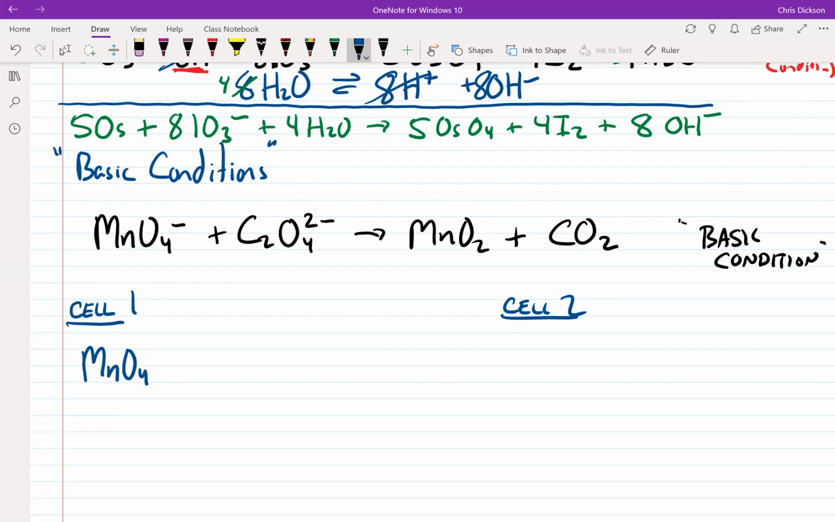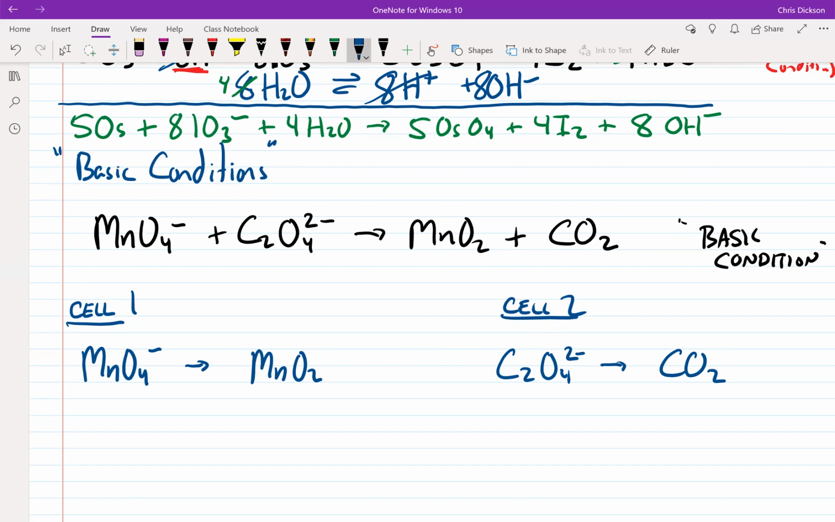So MnO4 minus, and we're going to turn that into a chemical that has Mn. The only chemical I see there is MnO2, so that seems to be the most likely candidate. And then what am I going to do? I'm going to take the carbon compound, C2O4 2 minus, and turn that into CO2. Okay, so I'm going to now balance this under my acidic, then add hydroxide method here.